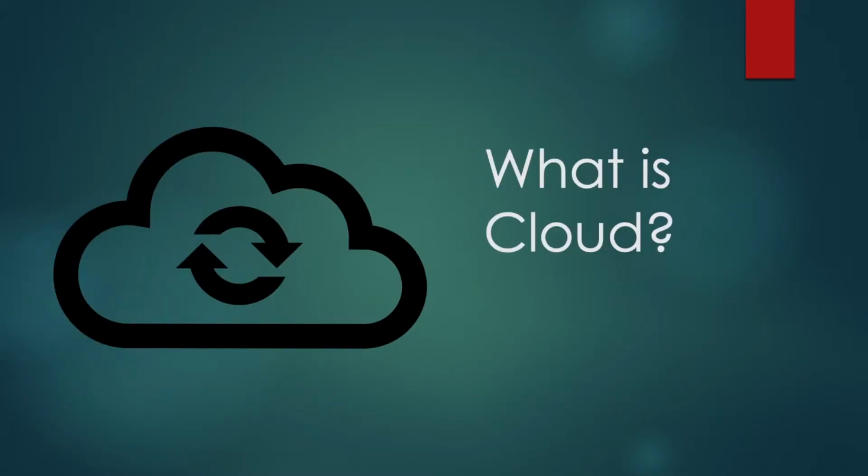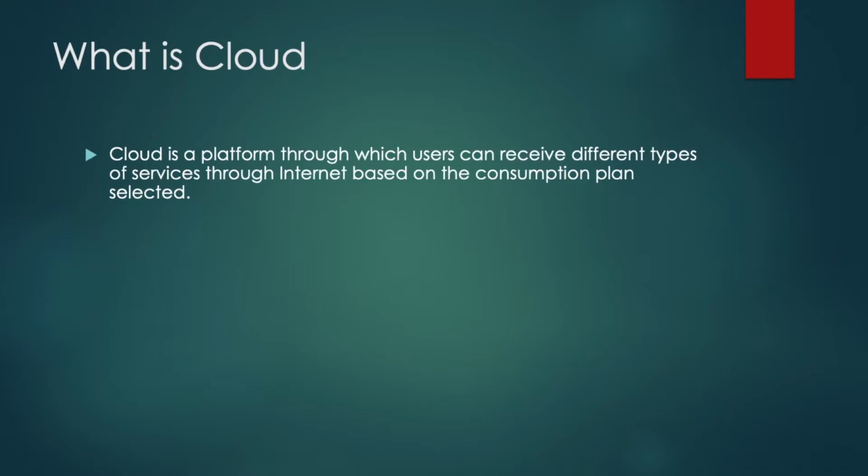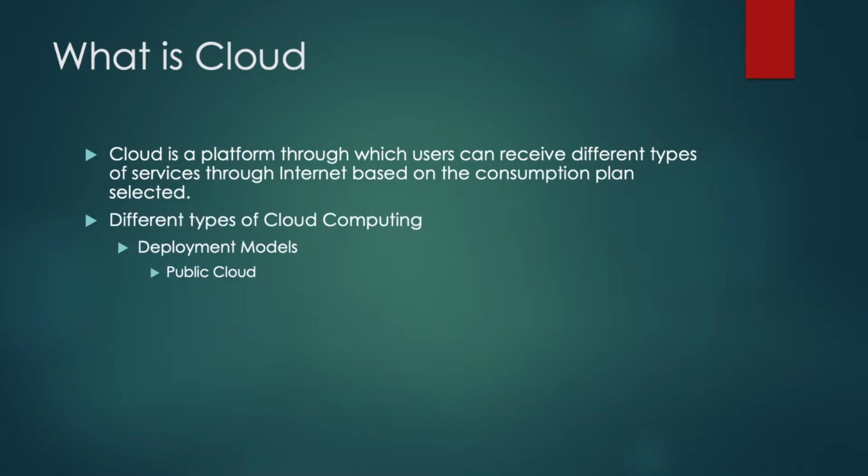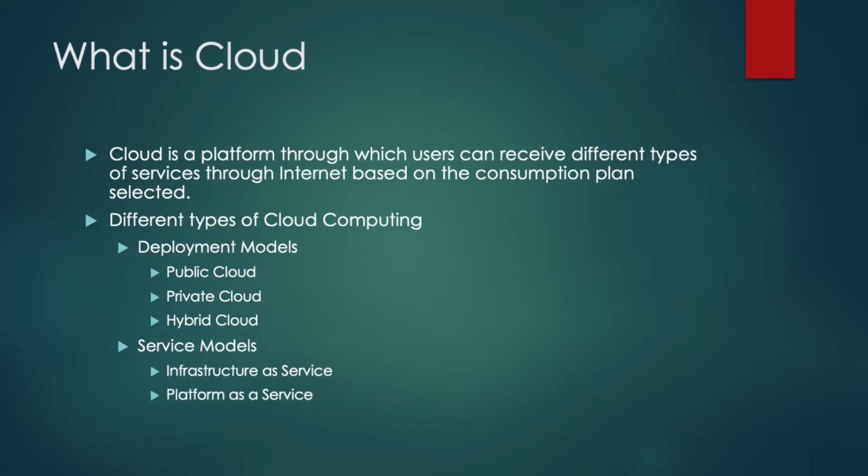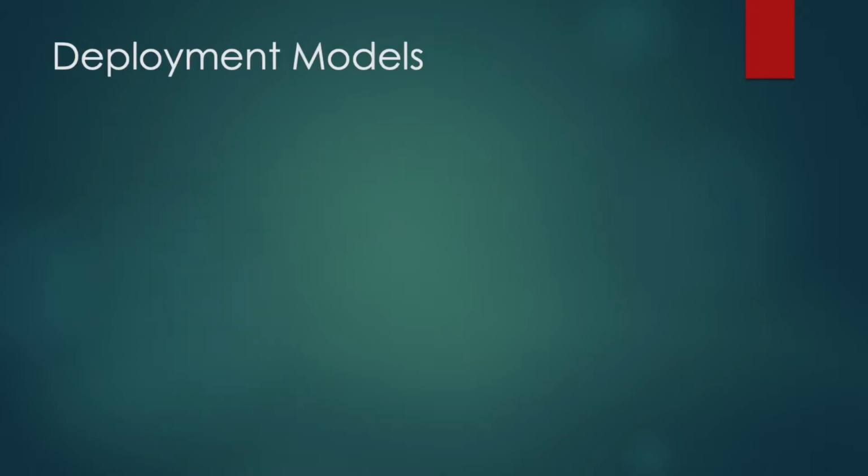So let's go to what is cloud. By definition, cloud is a platform through which users can receive different types of services through the internet based on the consumption plan selected. It's divided into two types of model, and one is a deployment model, which consists of public cloud, private cloud, and hybrid cloud. And then we have service models where we have infrastructure as a service, platform as a service, and software as a service. But there are other forms of service also, but we will stick with these three types of services in this session.